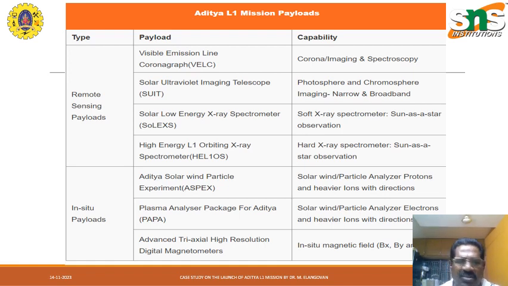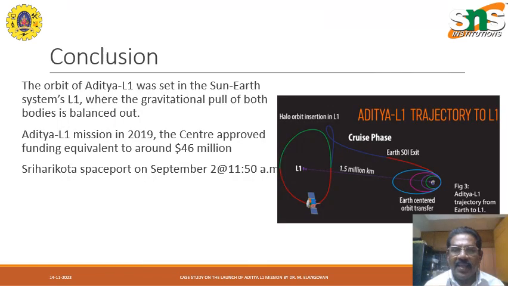So this is the various payloads that the Aditya has been launched with, and yeah, let's do the conclusion. The orbit of the Aditya L1 was set in the Sun-Earth system's L1, where the gravitational pull of both the bodies is balanced out. That is what we have been talking about.